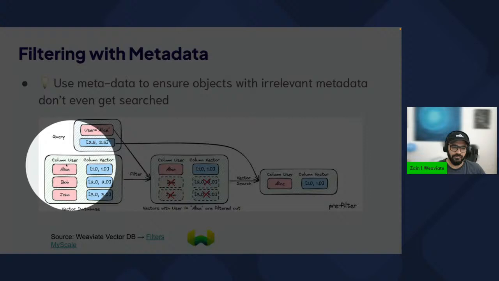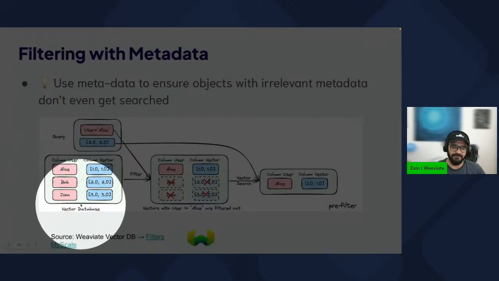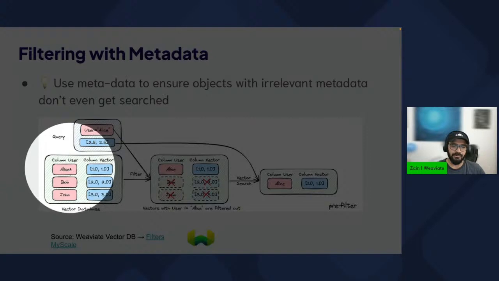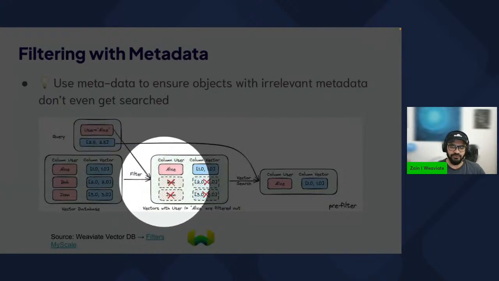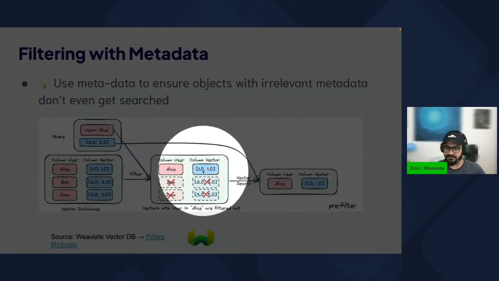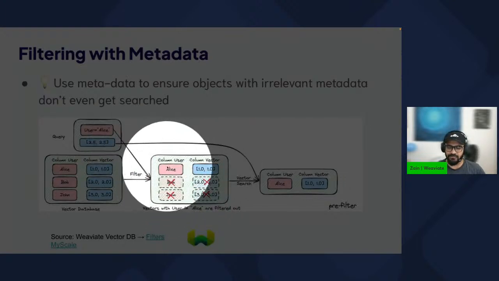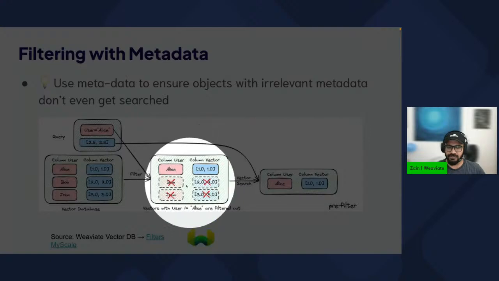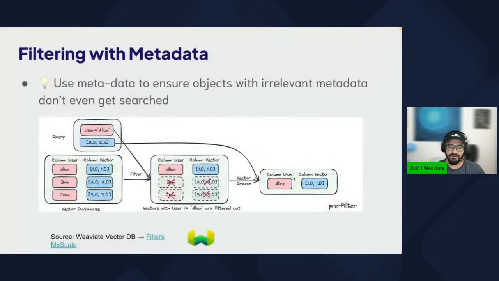You want to do some sort of filtering that says, because this query is for Alice, I'm not even going to look at Bob and John. I'm only going to look at Alice's data. So you filter Bob and John out, and then now you only do semantic search over Alice's documents. And these can be lots of documents as well, but you do this kind of filtering to eliminate based on metadata, and then you perform search on top of it.